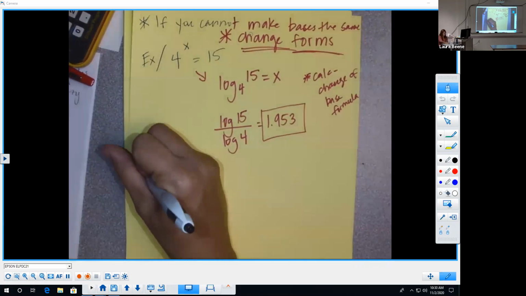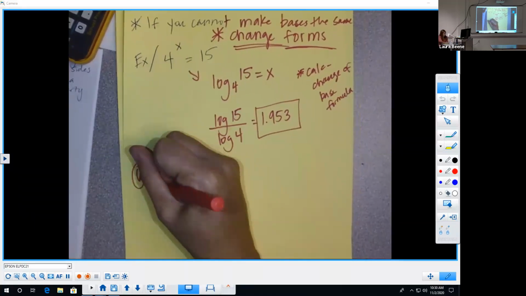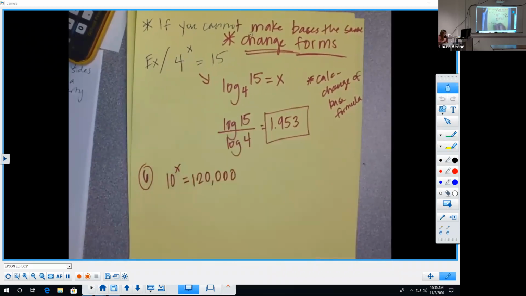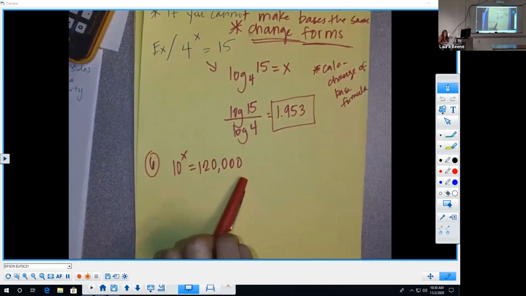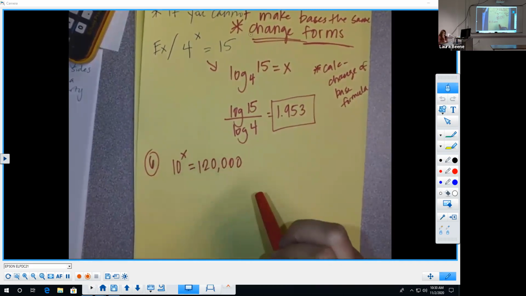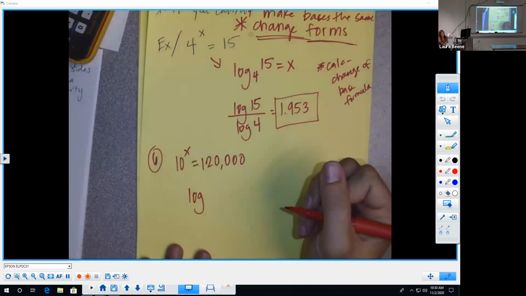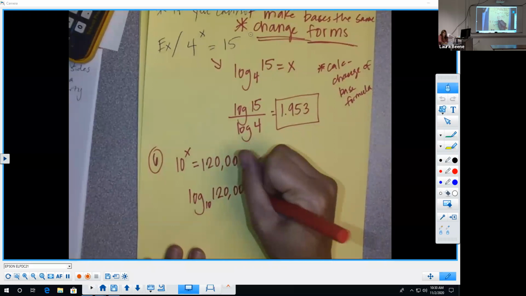So this is number 6. Oh, I forgot the number. Number 6, if I had the problem 10 to the x power equals 120,000. I cannot write 120,000 as a power of 10, not easily. So I'm going to change forms here. To change forms, we're going to do log, what's the base? 10. Log base 10 of 120,000 equals x.